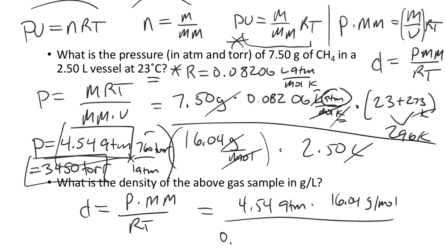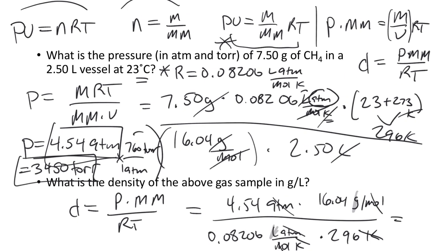And then we'll divide that by the gas constant, and then times the temperature. So Kelvin cancels, the per mole cancels, ATM cancels. The only thing not canceling is the grams per liter. So we get our density out here in units grams per liter. Let's calculate it. I get that it's 3.00 grams per liter.